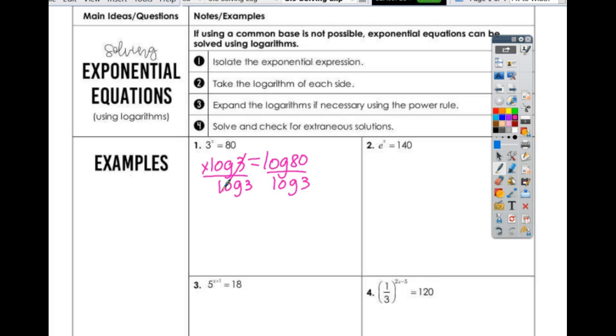So before you start punching that in, I want to know, do you think if I took the ln on both sides, what do you think is going to happen? Okay, you guys take the log. You find the answer with the log, and you guys find the answer with the ln.